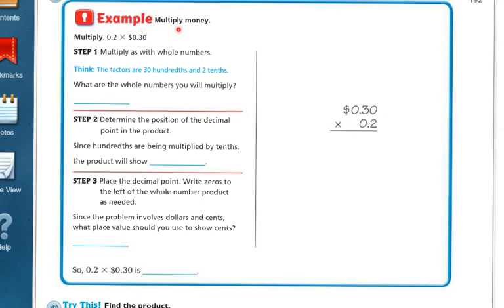Example, multiply money. Hi, classes. All right, sorry for that interruption.